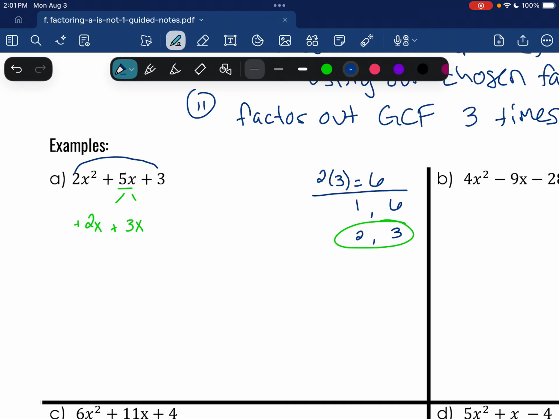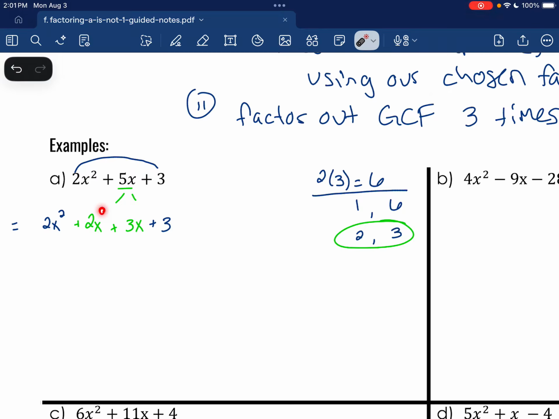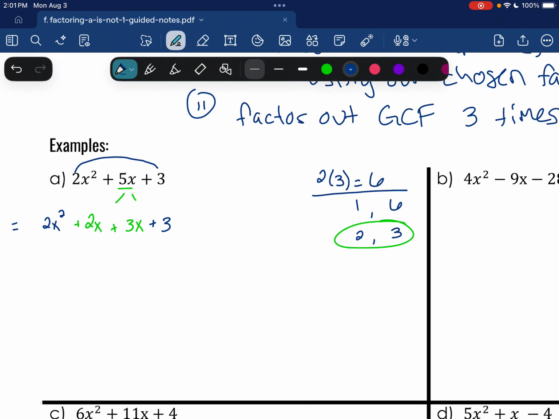So I'm going to split this middle term into now plus 2x plus 3x. And then I'm going to bring down everything else. So we still have 2x squared and 3. So that's our first step, we had to uncombine our like terms there. Now, what I'm going to do is think about these separately. So almost like I'm drawing an invisible line here, I want to think about this first half and this second half separately. So I sometimes have my students cover it up, right?